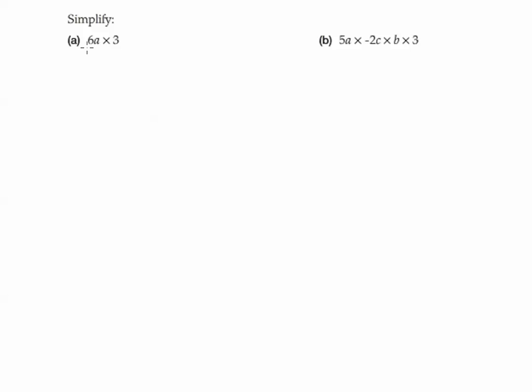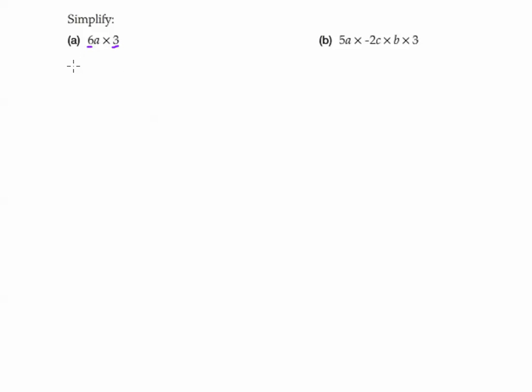Now we know what the 6a means. It means 6 times a, and then we've got a times 3 here. So the easiest way to simplify your expression here is just to work with the numerical values first. So let's work with the 6 and the 3. And with this, we can just times them straight across.